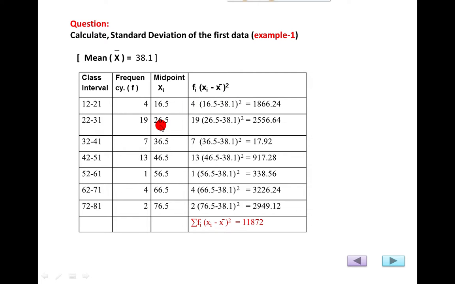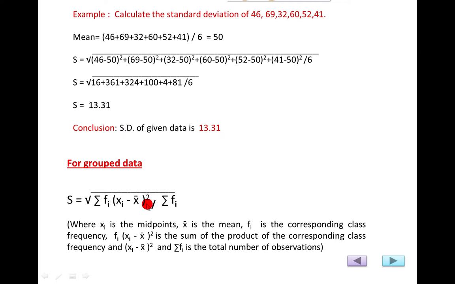Same as the second midpoint, 26.5 minus 38.1, then square, multiply by frequency 19. Same for the third group, 4th, 5th and 6th, and then add all values. So this value is the sum of the product of xi minus x bar whole square and the corresponding frequencies. And substitute this value in the formula. This is the formula, this is the numerator term divided by 50, and simplify, we will obtain the standard deviation.